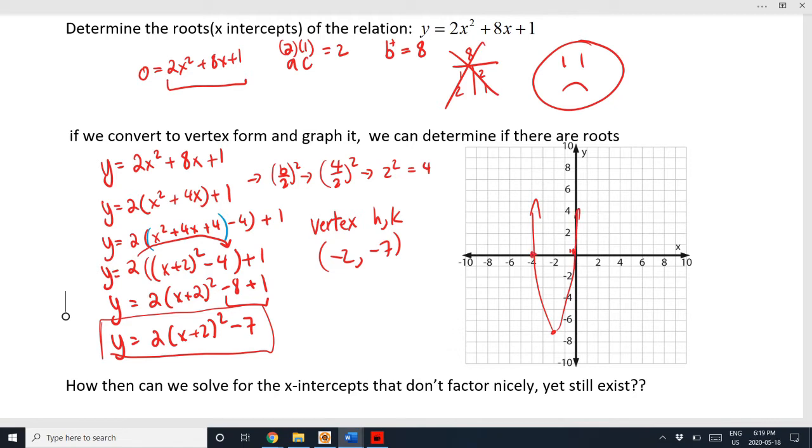Now we know it should have roots somewhere along the x-axis here. We just have no idea what they are. We know that it opens upward because a is positive, and we know that the vertex is below the x-axis, and therefore it should have roots. But how then can we solve for the x-intercepts that don't factor nicely, yet still exist?